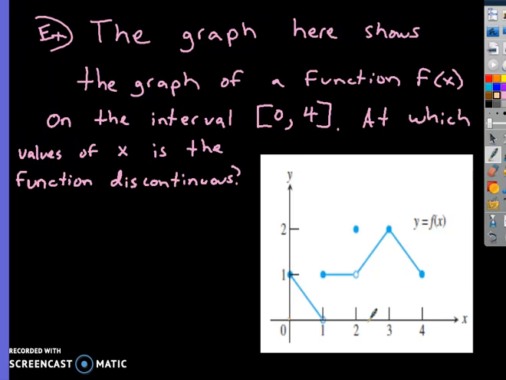So I think you probably can answer without me. Pause the video and write down what you think the places this function is discontinuous at. So pause the video and give it a shot.